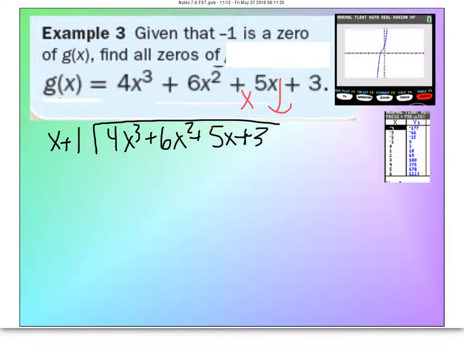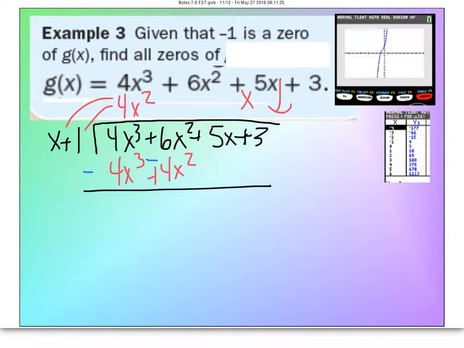Come on in and subtract. So when we add down, this goes away here. 6x squared minus 4x squared is going to be a 2x squared. And then bring the other two components down. And we start all over.